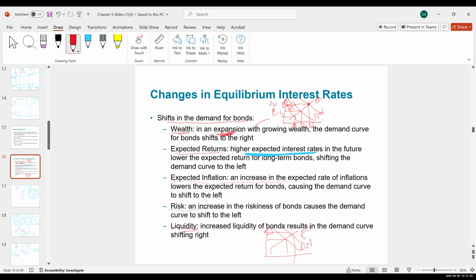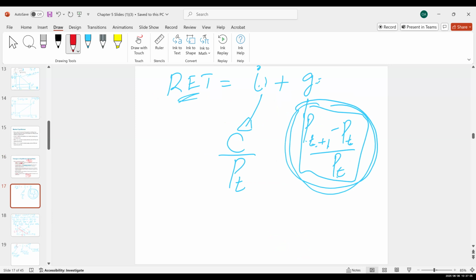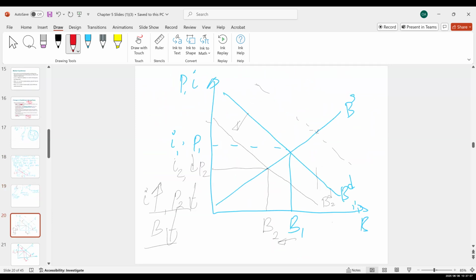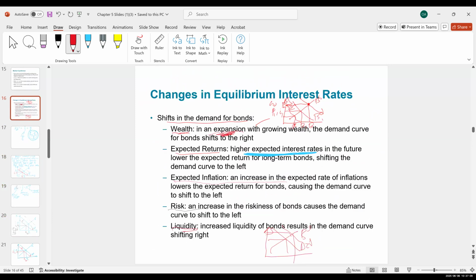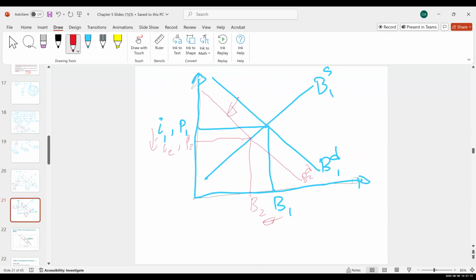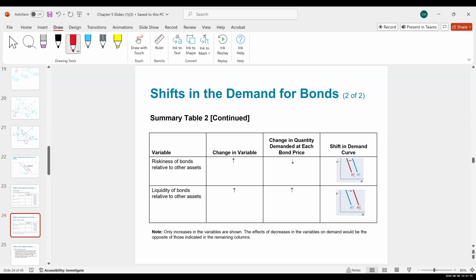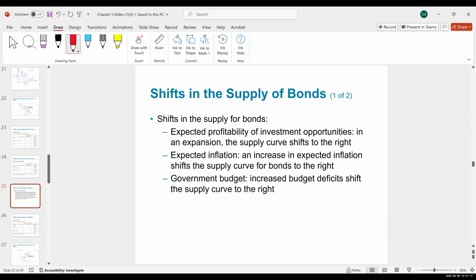Okay, so now let's discuss those factors that shift the bond demand curve. I talked about them already, these 5. Now let's go and talk about the factors that shift the bond supply curve. Shifts in the bond supply curve. So the supply of bonds is going to be shifted to the left or right. Just 3 main factors.